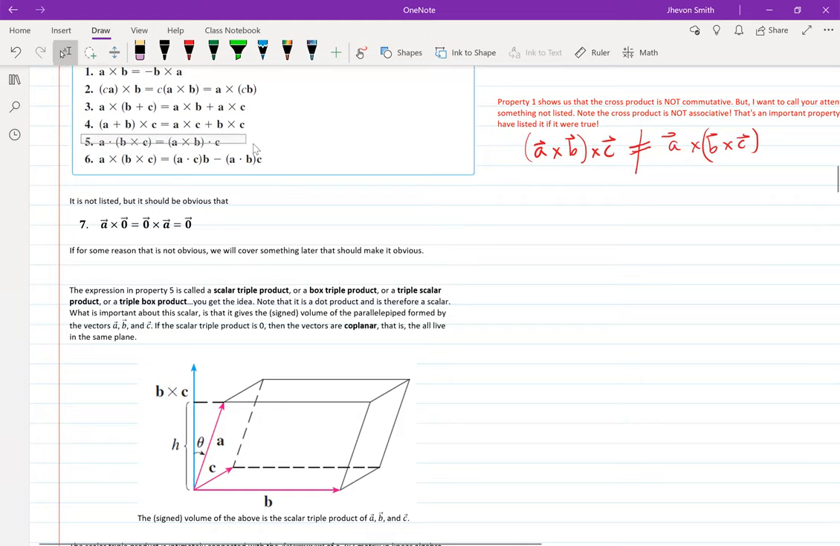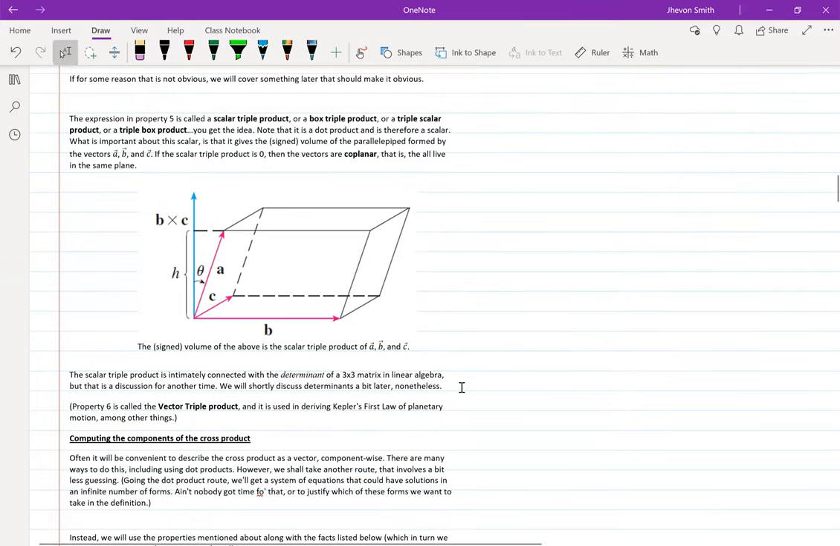Now in property five, if you actually do that and you get zero as the answer, what is going to happen? Notice that this will give you a scalar answer because it's a vector dot a vector. That means that the parallelepiped has volume zero, which means that these three vectors actually lie in the same plane, and we call them coplanar. Okay, so those are just some definitions.